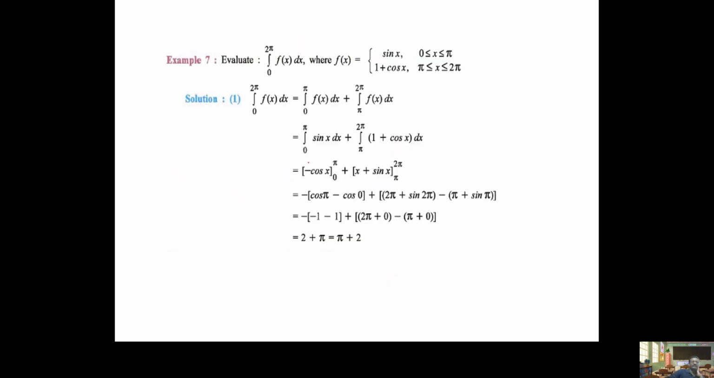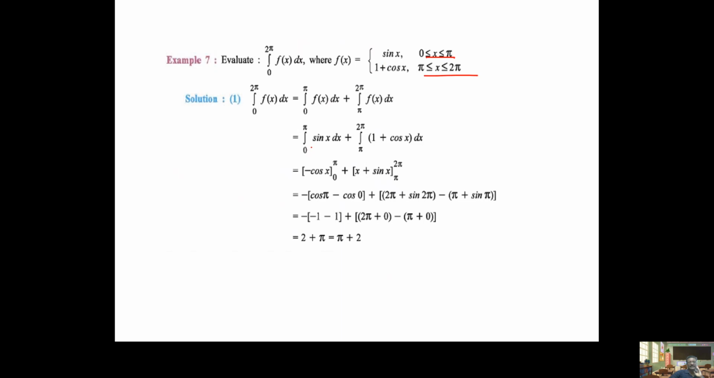This is a problem. The integral from 0 to 2 pi of f(x) dx, where f(x) is equal to sin x between 0 and pi, and between pi and 2 pi it is 1 plus cos x. So you have to split it into 2: the integral from 0 to pi of f(x) dx plus the integral from pi to 2 pi of f(x) dx. So from 0 to pi, what is in between? The f(x) value is sin x.